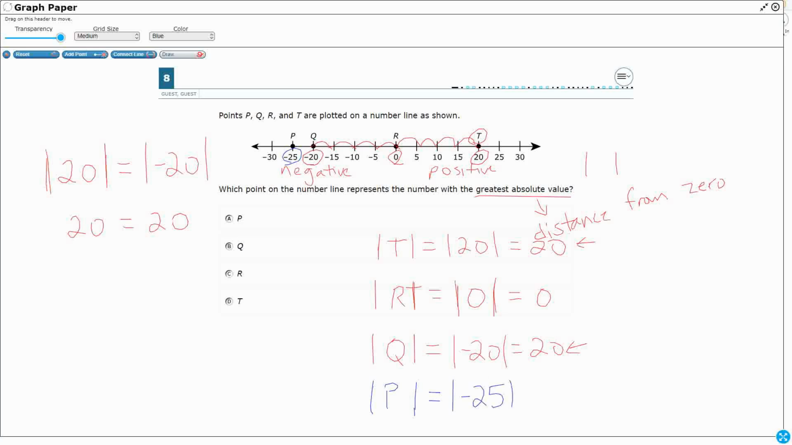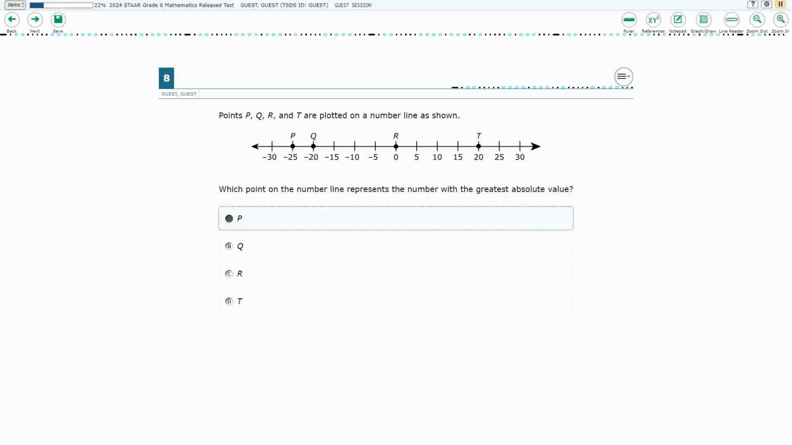And so it is the smallest number if you were to put these in order from least to greatest, because it is the largest negative number. But we're not looking for least to greatest. We're looking for the greatest absolute value, which means how far is this from 0? 5, 10, 15, 20, 25. Negative 25 is 25 away from 0. So if it's 25 away from 0, that means that is going to be our greatest absolute value, and that is our answer, A, negative 25.